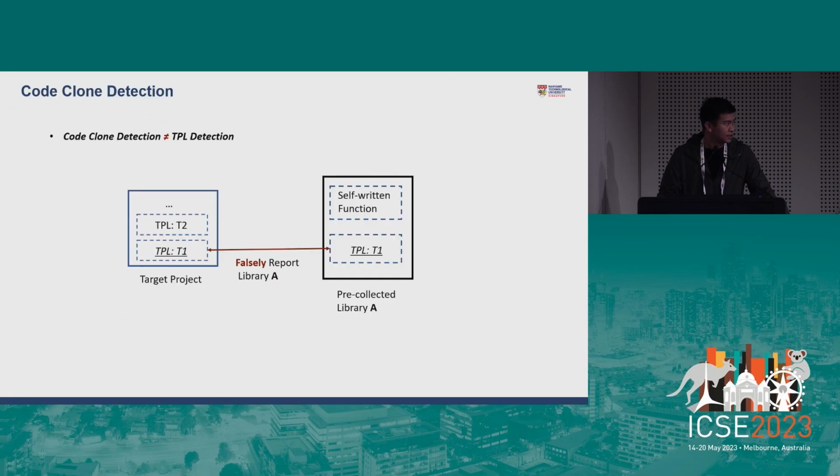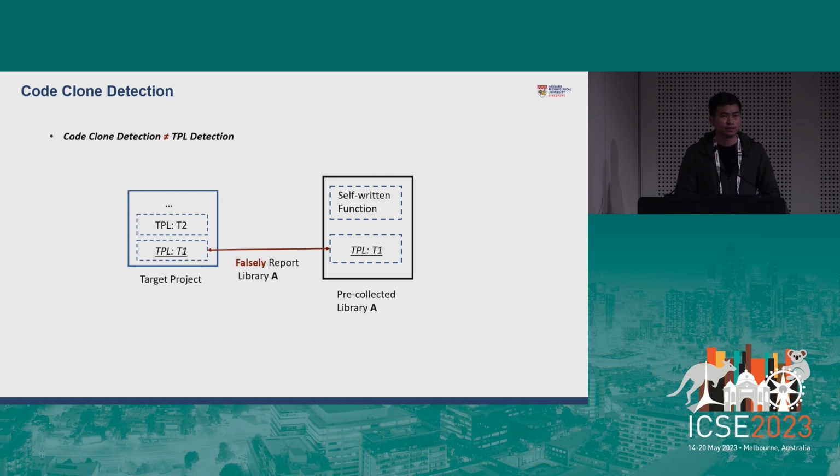But the situation is that directly using code clone detection is not sufficient, because code clone detection is not equal to third-party library detection. Here is a concrete example. When we do TPL detection, we need to collect a list of libraries in advance. For example, library A. Many of those pre-collected libraries contain the code of other libraries. For example, T1 in library A is another library that was copied into library A.